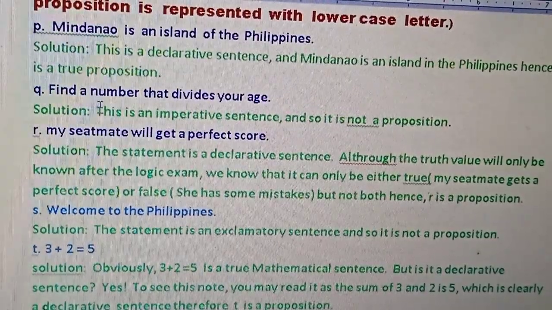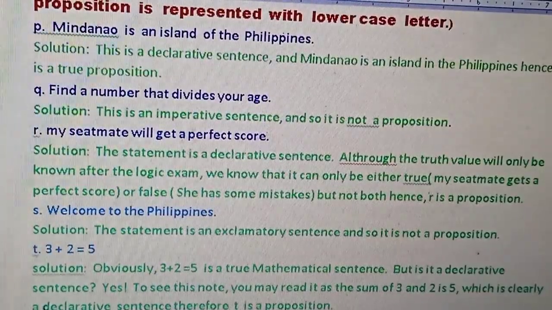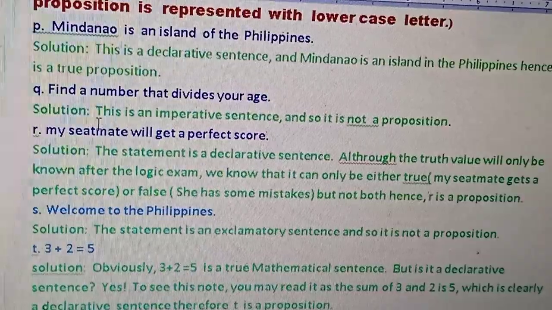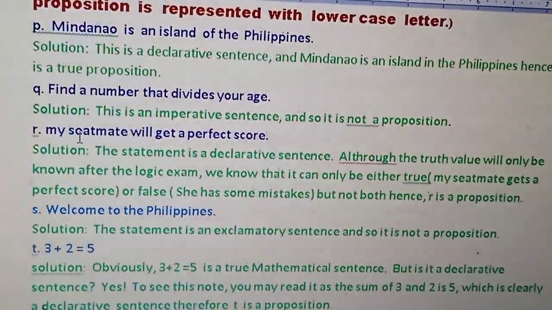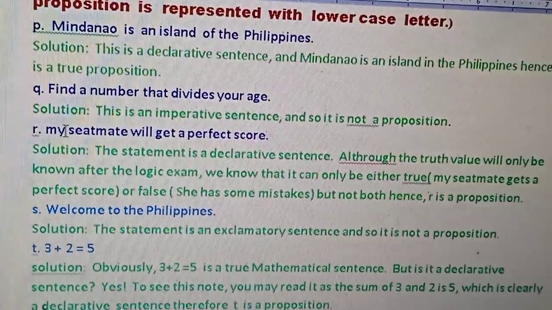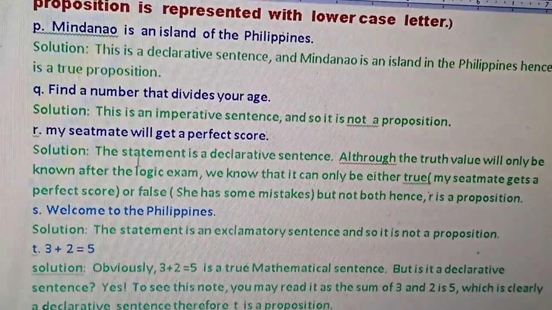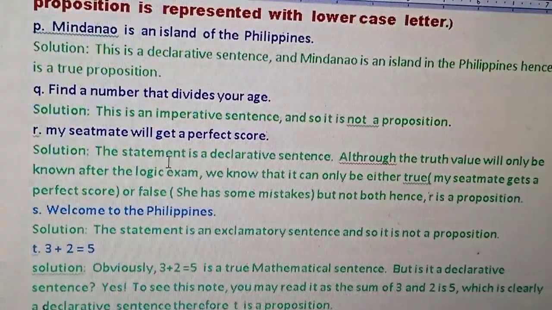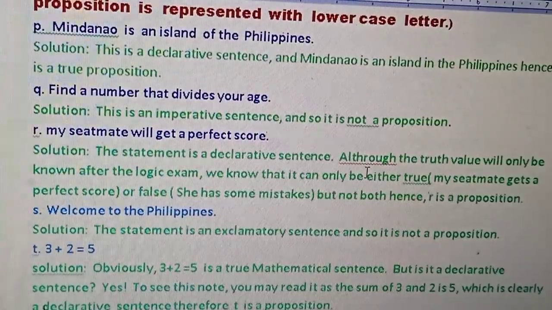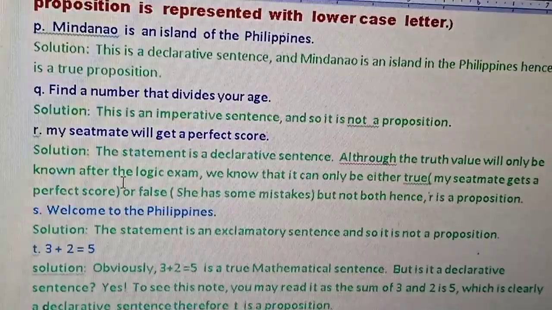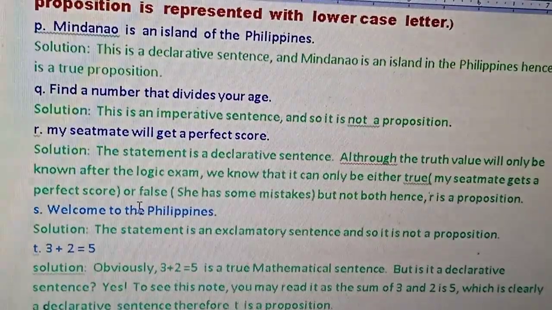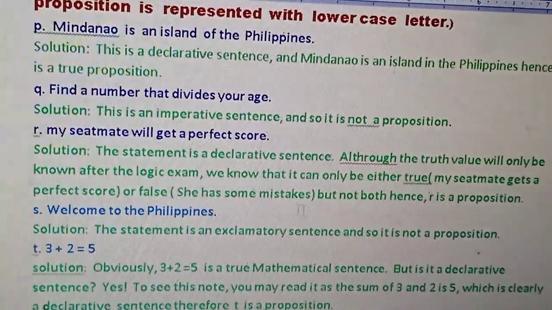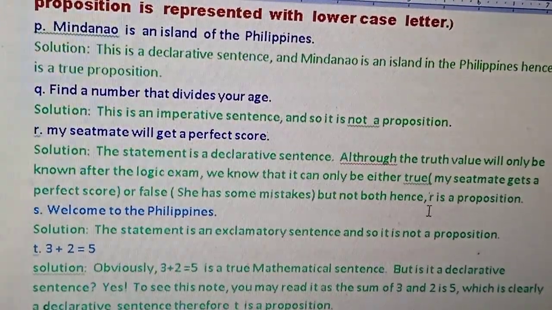Let's go to Q. Find a number that divides your age. Solution. This is an imperative sentence, and so it is not a proposition. R. My seatmate will get a perfect score. Solution. The statement is a declarative sentence, although the truth value will only be known after the logic exam. We know that it can only be either true, my seatmate gets a perfect score, or false, she has some mistakes, but not both. Hence, R is a proposition.